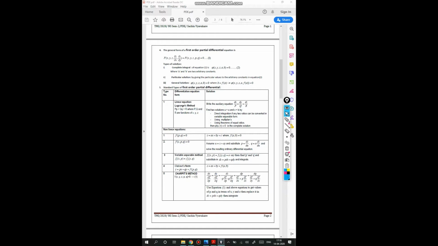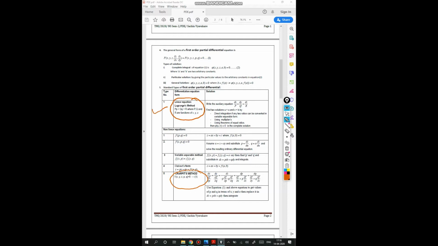One is Lagrange's differential equation, and the last one is Charpit's. So these are the two little difficult articles. Otherwise, this topic is very simple. Okay. So today, let me discuss the theory part of this Lagrange's differential equation.